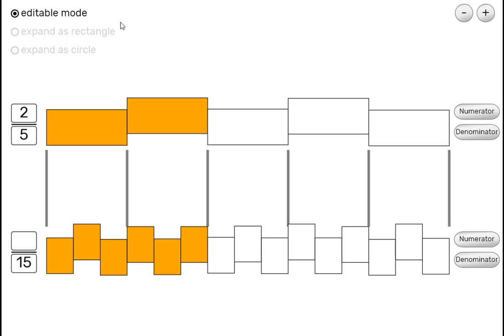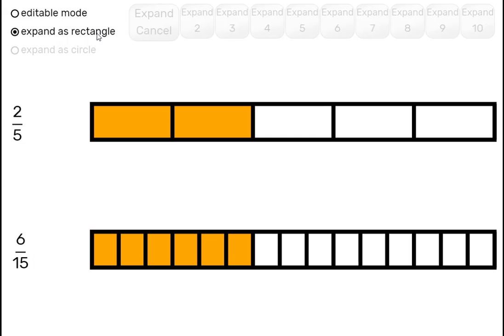Okay, we can also use this app to show this expansion in a more conventional mathematical way. So we move to expand as rectangle, and we can click and drag from here and simply place this object on this fraction, and we see the expansion. So we can really make the connection between the 2/5 and the 6/15 and the expansion.